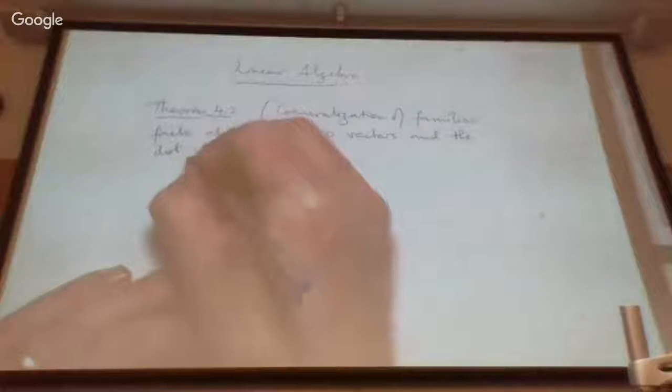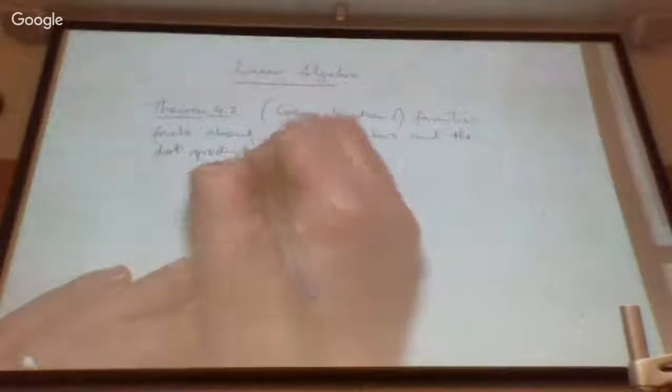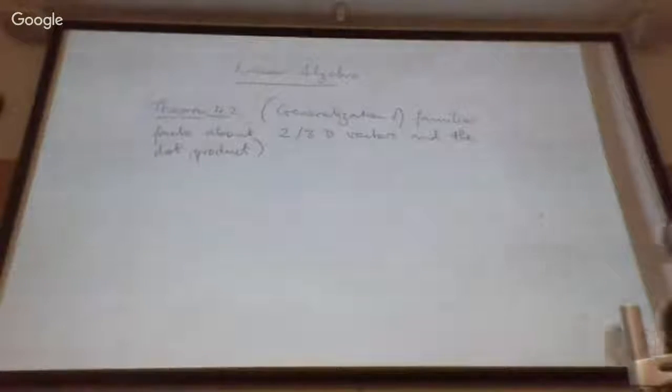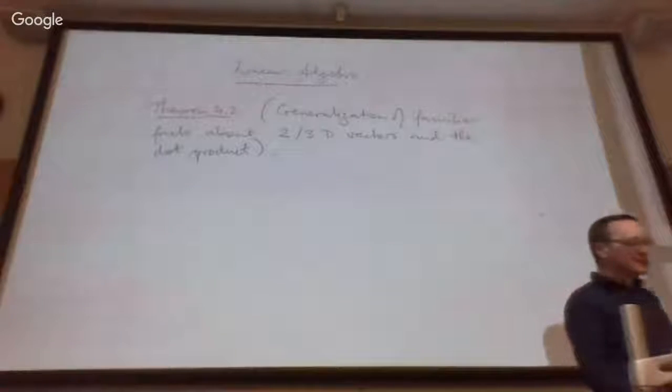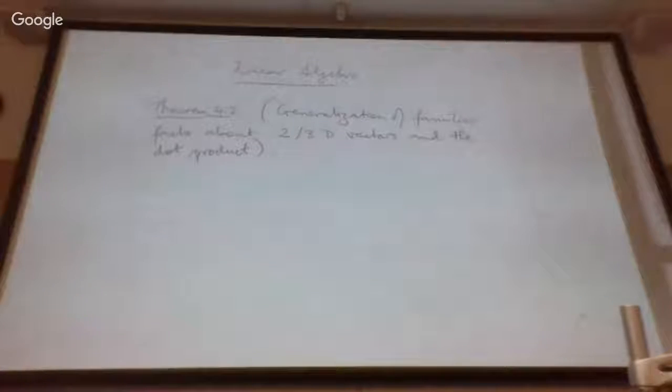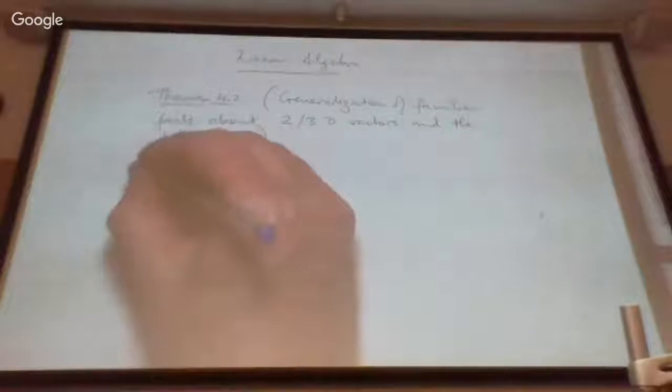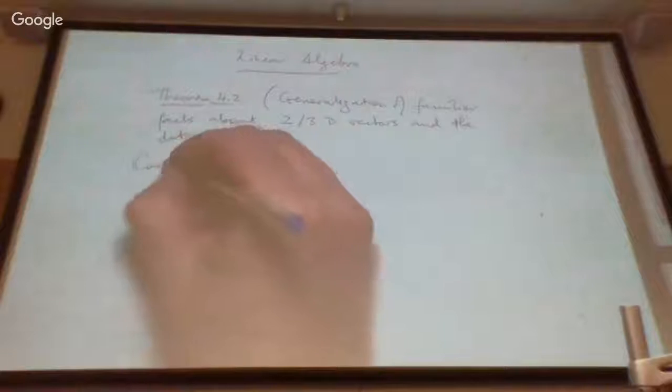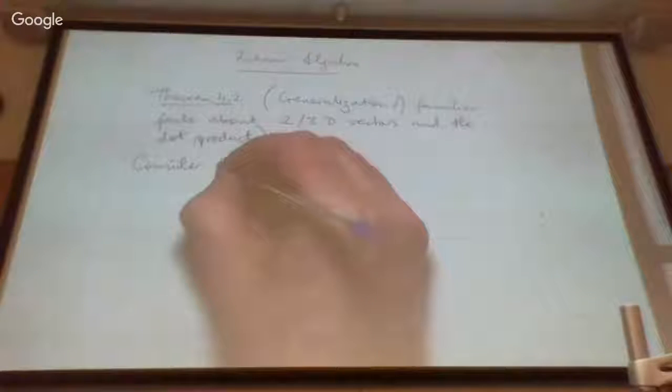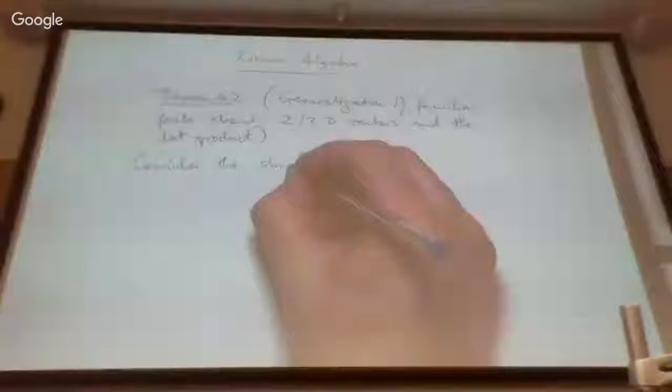The dot product was our first example of an inner product. You can view the concept of an inner product as a generalization of the dot product to whatever the vector space is. Okay. So what's the familiar fact? The familiar fact is, consider the standard basis.